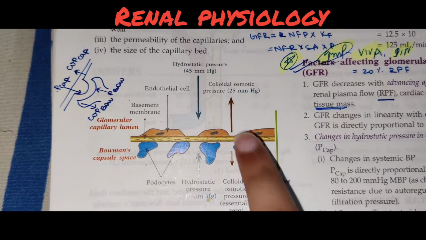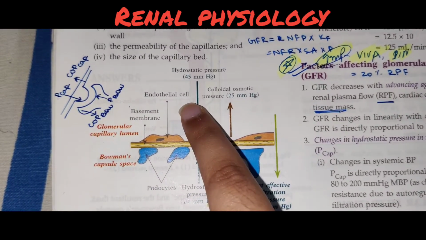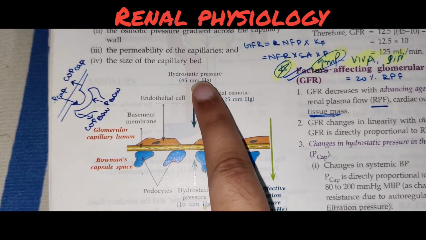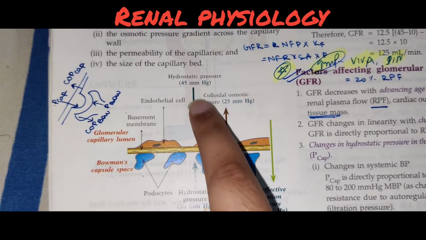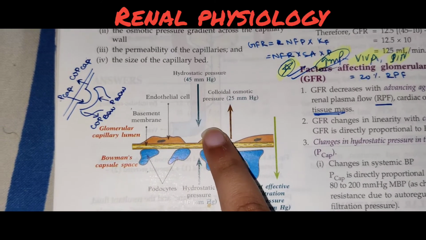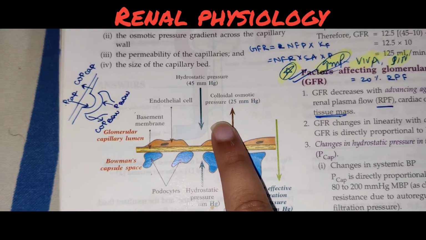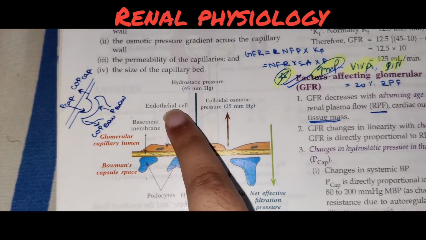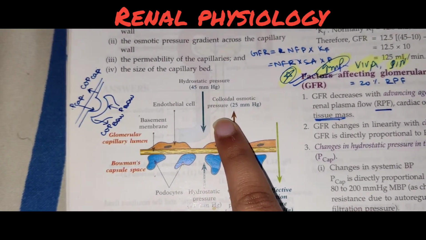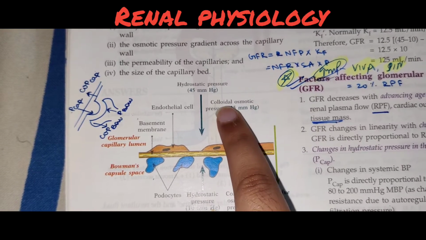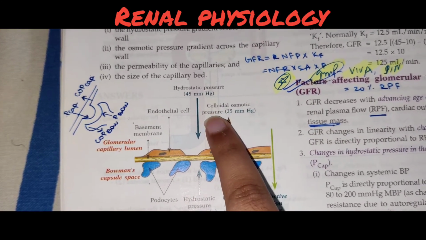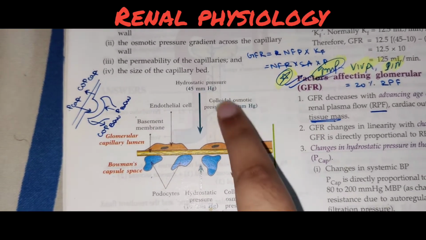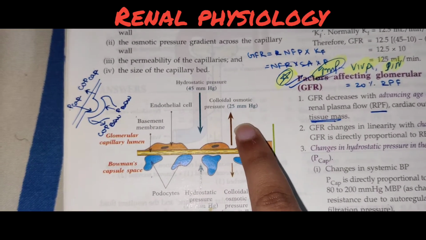Now fluid is coming here in the capillary, so it will exert some hydrostatic pressure. Hydrostatic pressure is the pressure of a fluid, and the pressure generated is 45 millimeters of mercury. Hydrostatic pressure tends to move the water out. This fluid also has some proteins, and that protein will exert some colloidal osmotic pressure, which is 25 millimeters of mercury, and this osmotic pressure tends to keep the water inside.